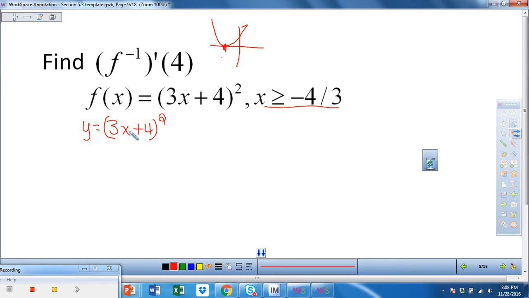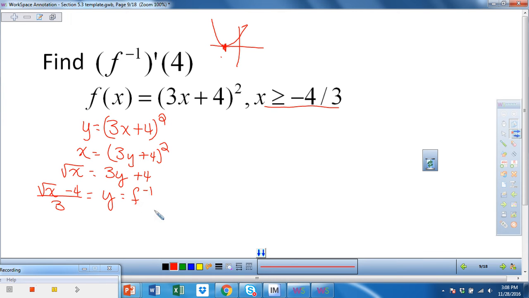To find the inverse, I am going to exchange x and y. So I get x is equal to (3y plus 4) squared. Solving for y, I take the square root of both sides. Notice I don't bother with plus or minus because of my restriction, and if I did plus or minus, it would no longer be a function. So solving for y, I get the square root of x, minus 4 over 3, is equal to y, which is the inverse of that function.